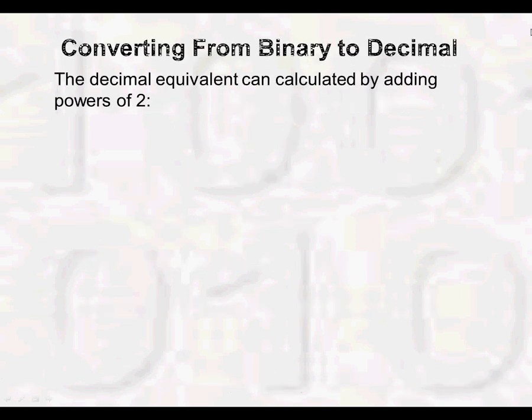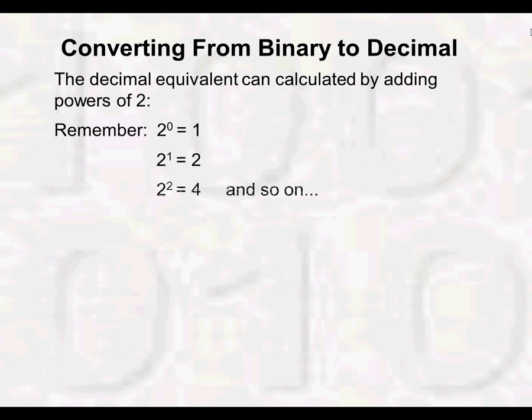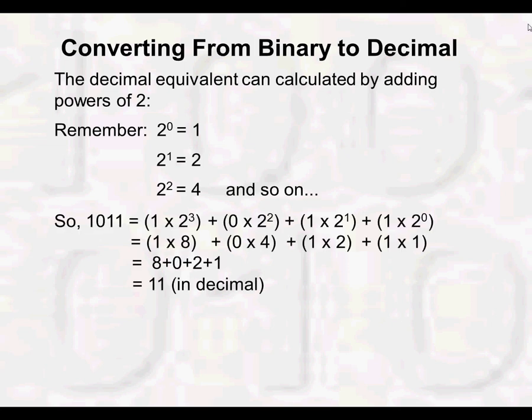Just like we did before, we can add those powers up to figure out our value in decimal. So 2 to the power of 0 is 1, 2 to the power of 1 is 2, 2 squared is 4, 2 cubed is 8, and so on. So 1011 would be 1 times 2 to the power of 0, 1 times 2, plus 0 times 4, plus 1 times 8, or 8 plus 0 plus 2 plus 1. That value is 11. So this number, 1011, in binary is equal to the number 11 in decimal.